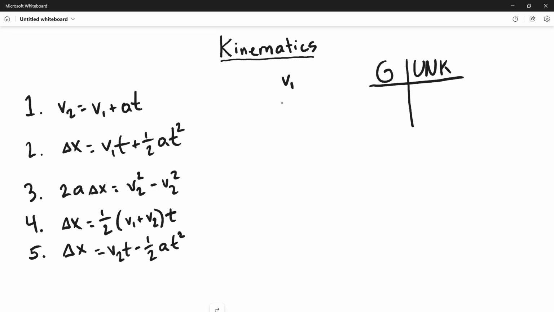What about v2? Well, you can say, oh, number 2 doesn't have v2 in it. So you can use that one. What about a? Number 4 doesn't have a in it, so you could use that one. What about t? Number 3 doesn't have t in it, so you could use that one. What about delta x? Number 1. Okay, so each equation here can be applied to any kinematic situation.